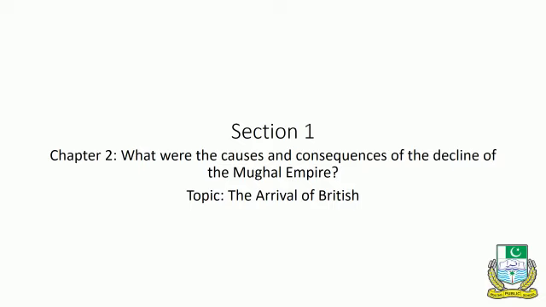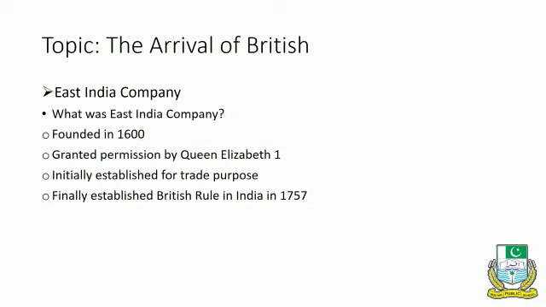In our previous lessons, we discussed the Mughal rule and causes of its decline. Our next topic is the arrival of the British in the subcontinent, or East India Company. We will discuss this topic under two questions. Number one, what was the East India Company? And the second, why did East India Company become involved in India?